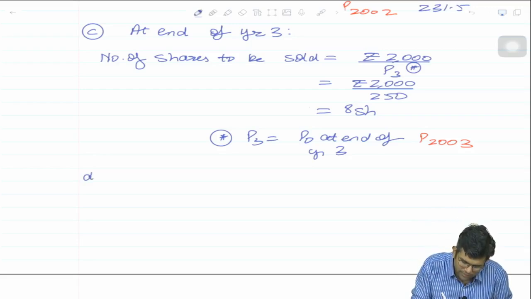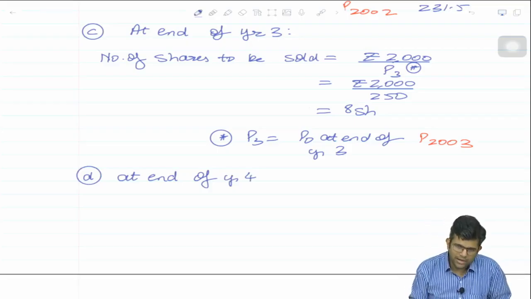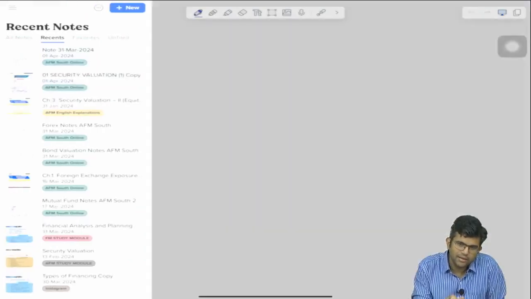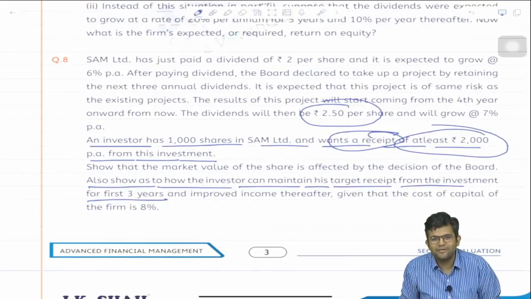So point number D, at end of year 4. But good news, he need not sell share, or maybe fully he need not sell, because can I say he is now going to start getting dividends. I hope you are understanding. How much dividend he will get? Oh my God.